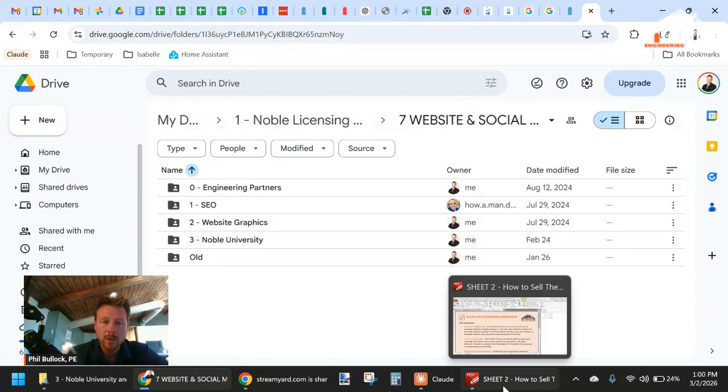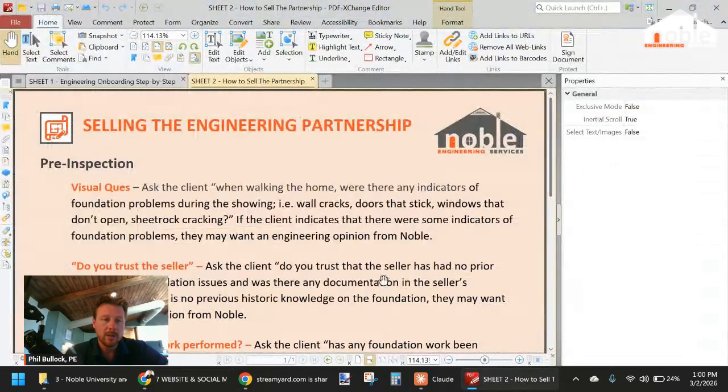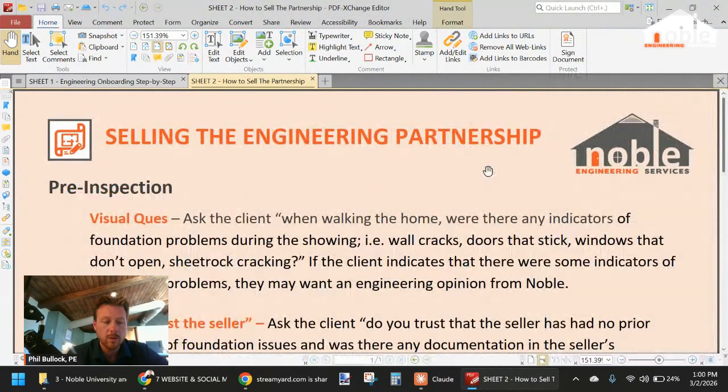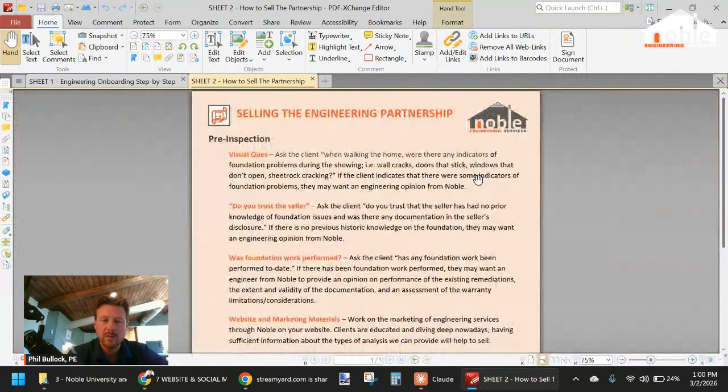Let's talk about how to sell the partnership. A lot of our partners start out by saying, I don't sell engineering work very often because when I do find it, which is very rare, we kind of talk around it and they get a foundation company to come out and do a quote. And to be honest with you, that is the exact opposite of what we want to happen.